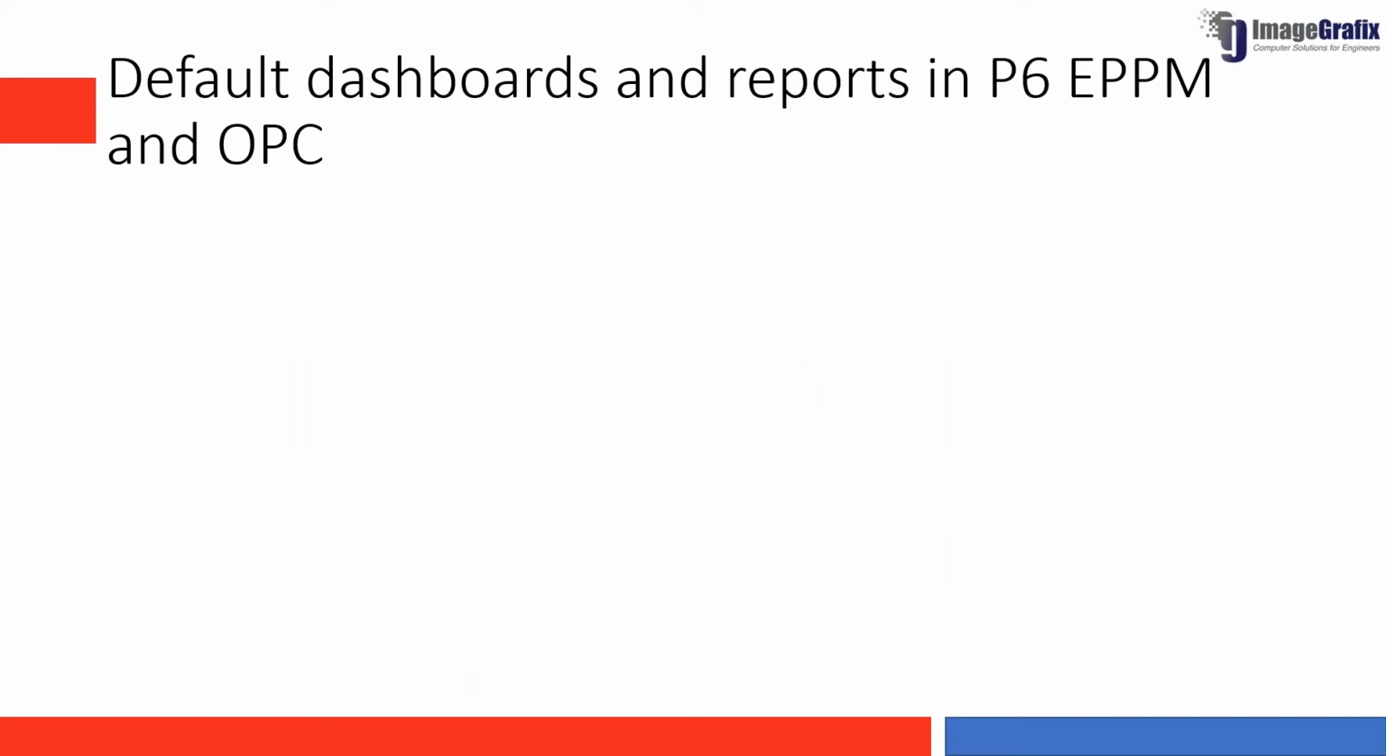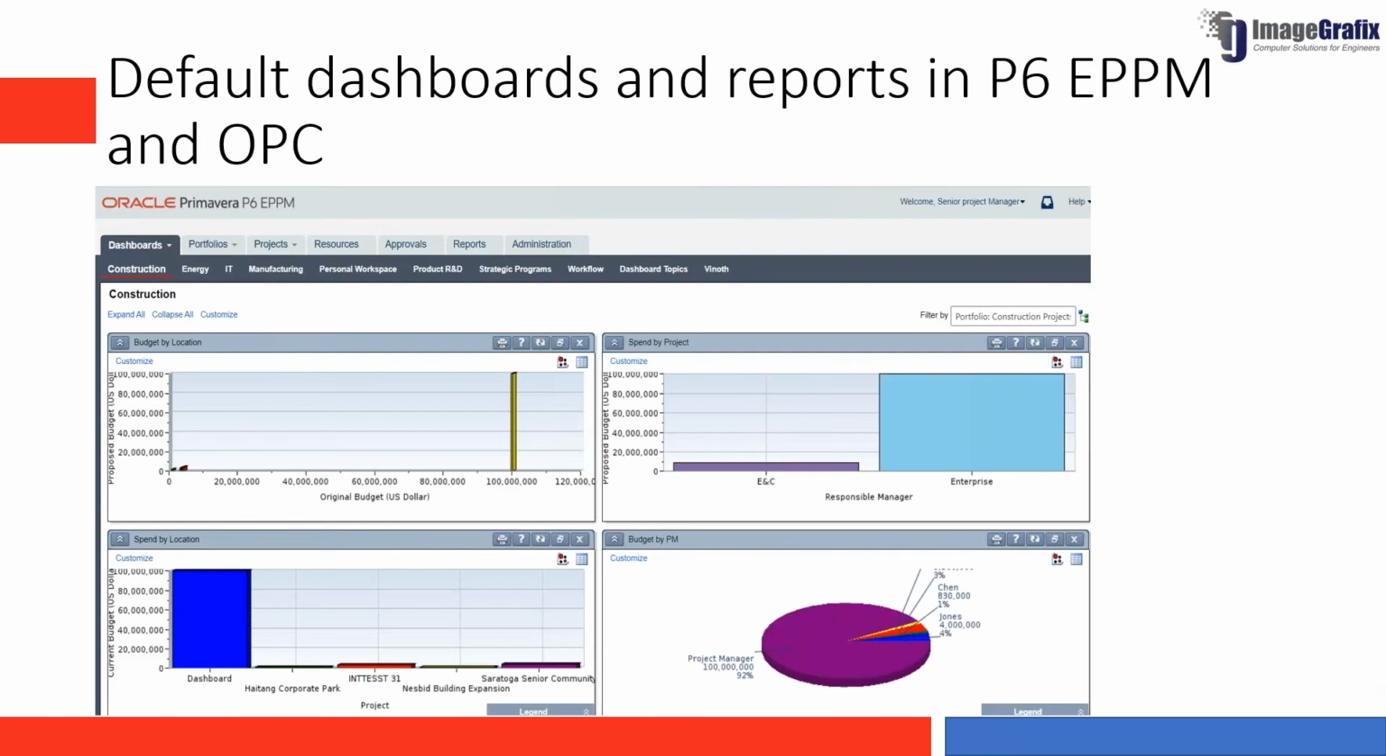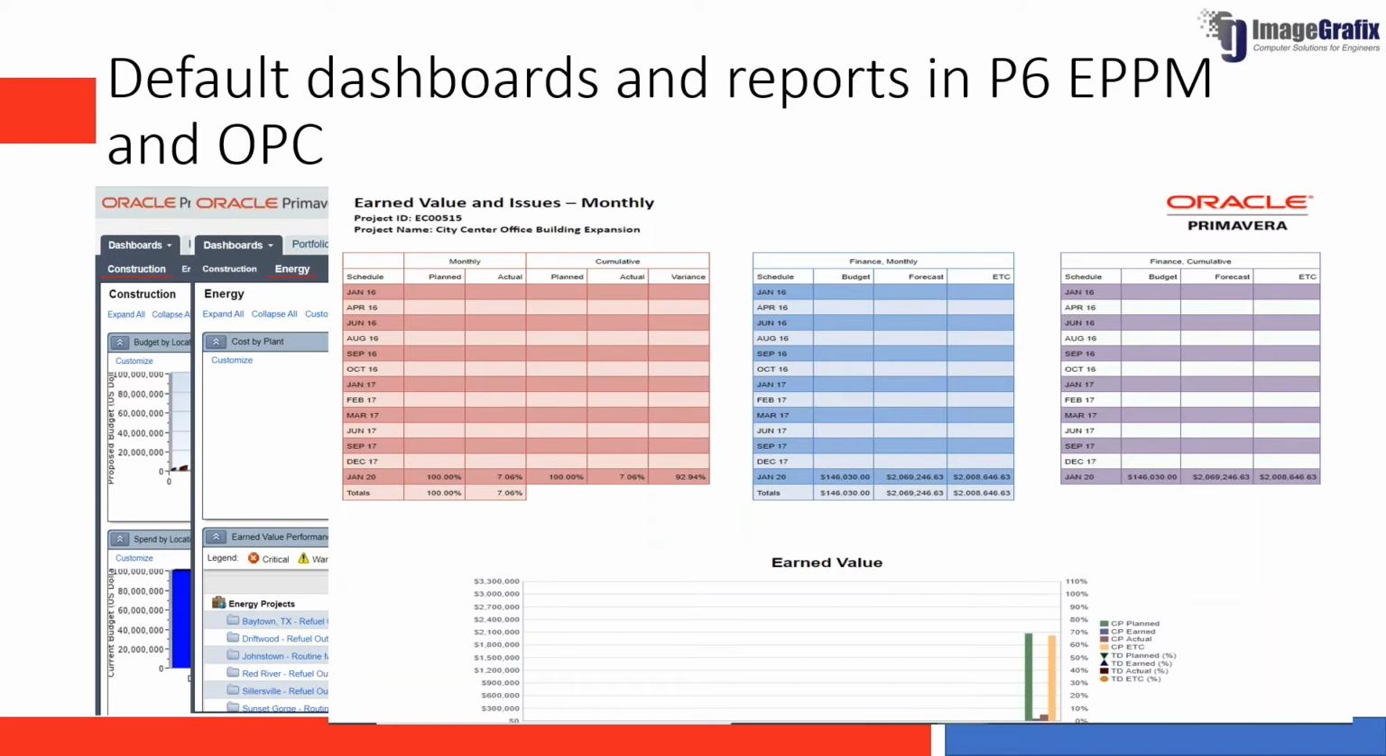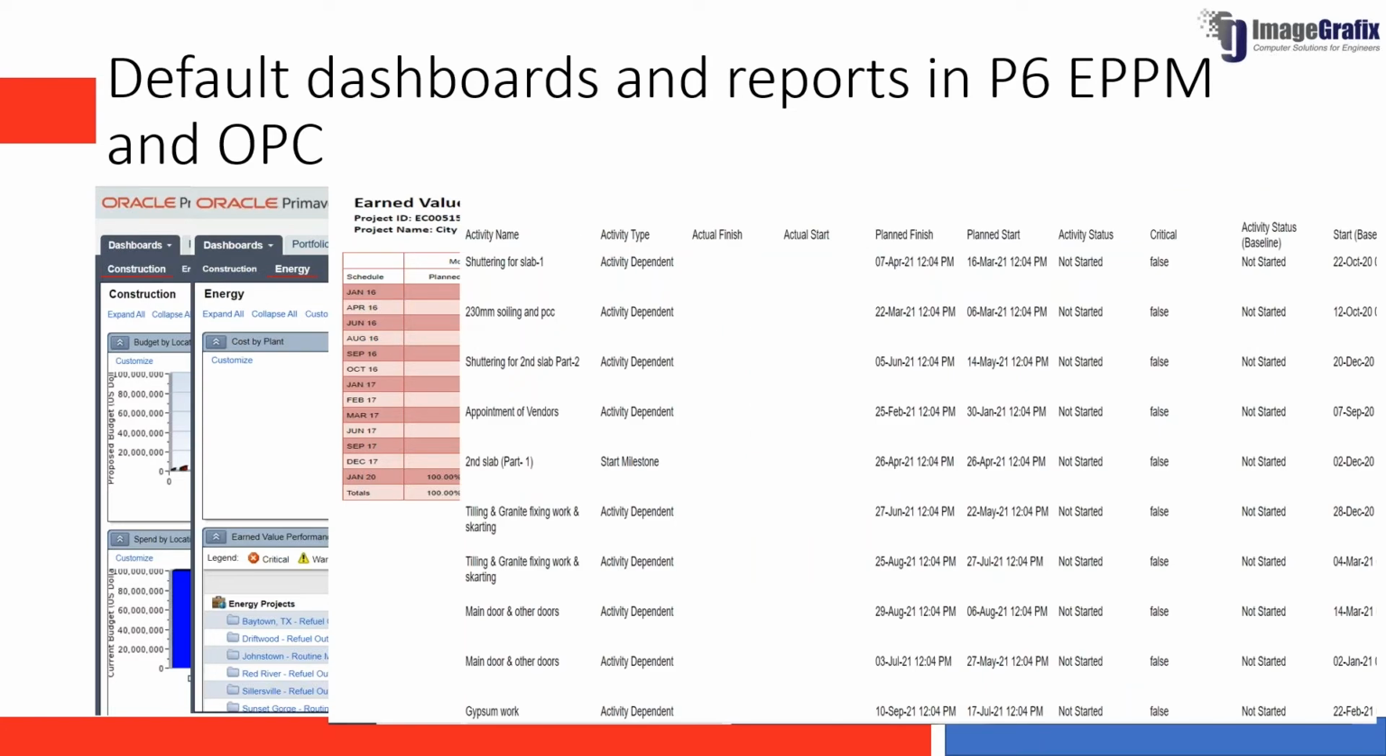When you come to P6 EPPM and OPC, the Oracle Primavera Cloud, you have the dashboards, right, which can be customized to a certain extent. You have colorful dashboards and performance measuring metrics. You can also have such dashboards or reports created in OPC. Right, this is a tabular report.